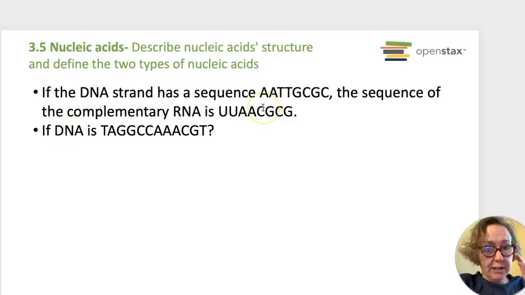If your DNA strand is AATTGCGC, your RNA will be UUAAGCCG. Okay, what if DNA was TAGGCCAAAGCGT? Okay, so pause it, see if you can do that one. It's pretty easy. Okay.